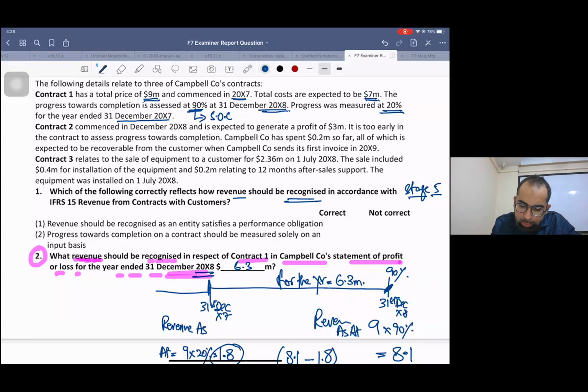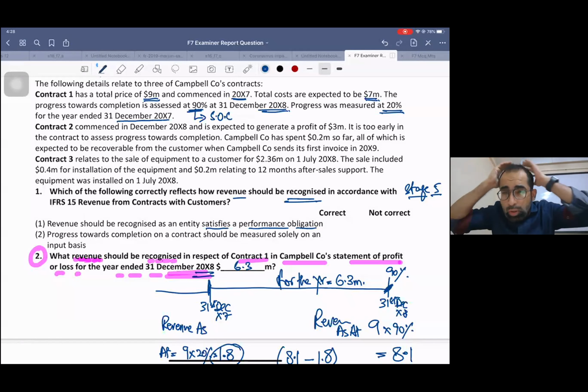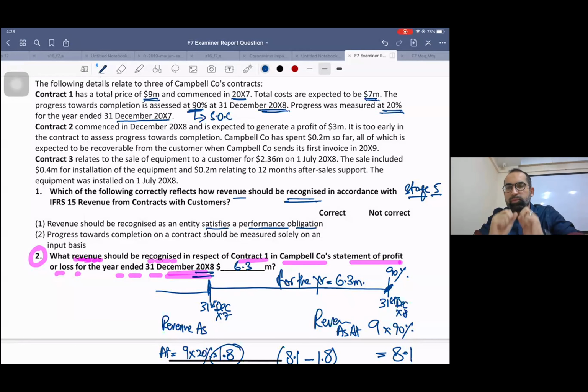Listen, revenue should be recognized as an entity satisfies a performance obligation. Yes, this is totally correct. Booking of revenue is dependent on the satisfaction of performance obligation. Sometimes the performance obligation is satisfied at one time, immediately, in one shot. We provide goods, we take the advance for goods, and as we transfer the goods, the performance obligation is completely satisfied. So sometimes you book revenue at a point in time. Remember, point in time, one shot.